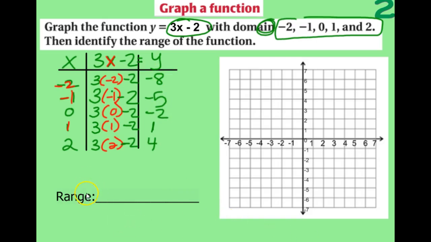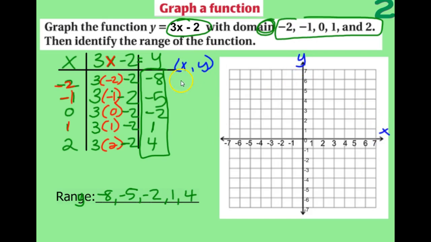So if you want right now to list out your range, you can. Our range is our y values right here. What we get out for y, -8, -5, -2, 1, and 4. But we still need to plot our points x, y. Here's x, here's y. So first we have this point, -2, -8. If I go -2 to the left, -8, well, there's -7. -8 would be off the graph. So if you don't want to graph that, that's fine. It doesn't fit.